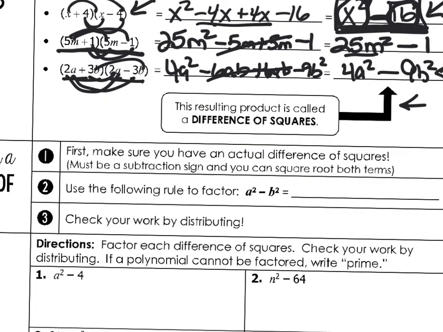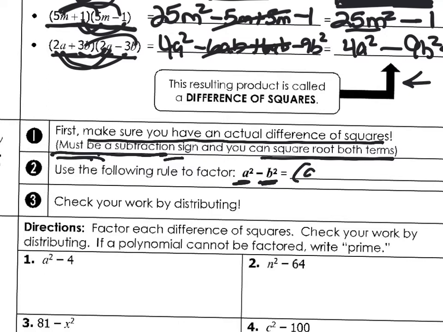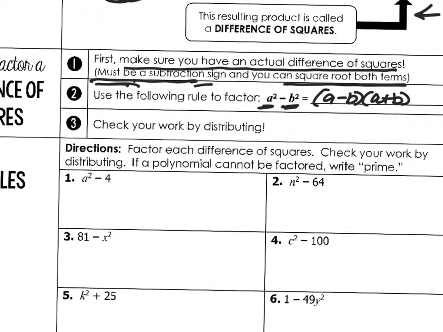All right, so the rule is, first make sure you have an actual difference of squares. It must be a subtraction sign, and you take the square root of both terms. So a squared minus b squared is your factor rule. So that would equal a minus b and a plus b. Okay? And you can check it by just distributing.